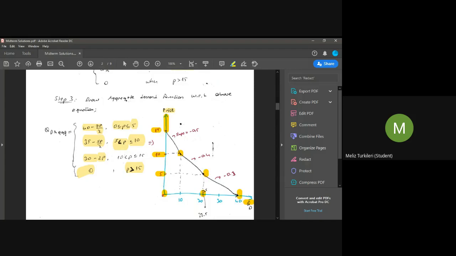And you can also find the slope of the graph for the different levels of the aggregate function. In this part, the slope is 0.5. Obviously, it is a negative version of that because this length is 5, and this length is 10. Since 5 divided by 10 equals 0.5, this is our slope. In this part, we have 5 for this length, and 12.5 for this length. So our slope is 0.4. If you do the same calculation for this slope, you will find out that it is 0.3.